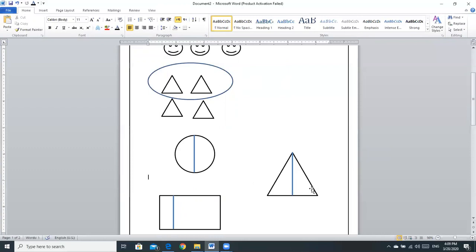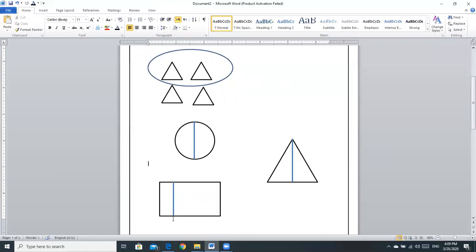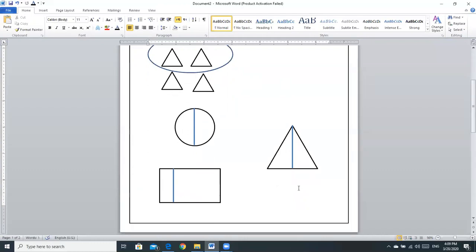Both shapes, both parts are the same size and the same everything. So this is half. Let's go to this part. If this rectangle is divided into two parts, is it half? No, it's not half. This one is too small and this one is too big, and they have to be equal. So this is not half.